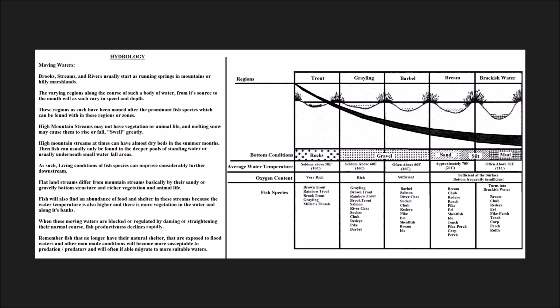Remember, fish that no longer have their natural shelter, that are exposed to floodwaters and other man-made conditions, will become more susceptible to predators, and will often, if able, migrate to more suitable waters. So if you put a dam in the stream in your backyard without a permit, that's illegal because you're blocking the waterway. Of course, if there's a flooding, the fish can get around or over that and move on down, and of course they will not come back to those areas.